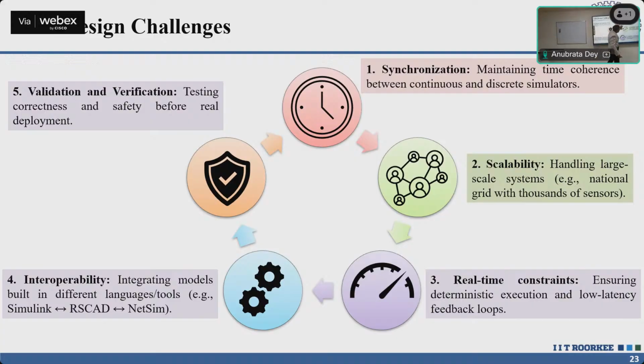The first one is synchronization, right? That means you have to maintain coherence between the continuous and discrete simulators. Of course, synchronization is also required when your PMU deals with the PDC, but PMU usually uses a GPS clock, so there won't be such issues. Scalability is also there, because you have to handle a large volume of data.